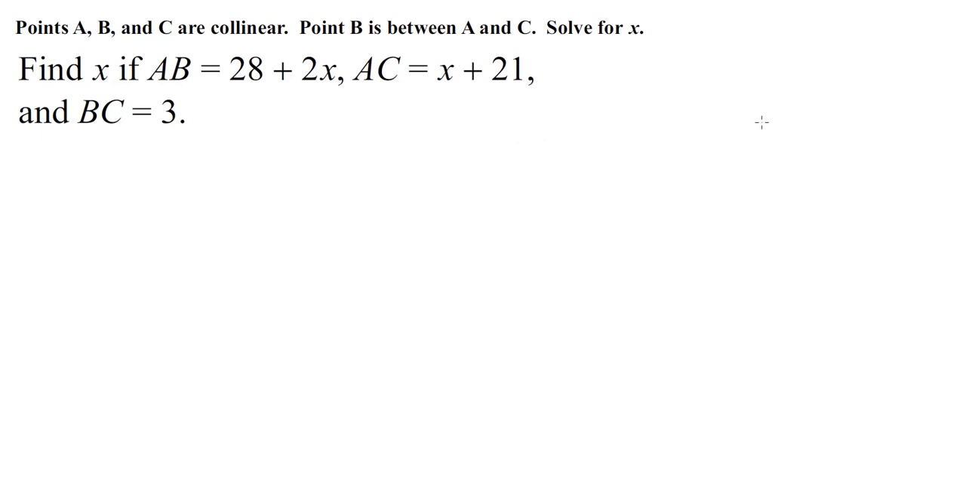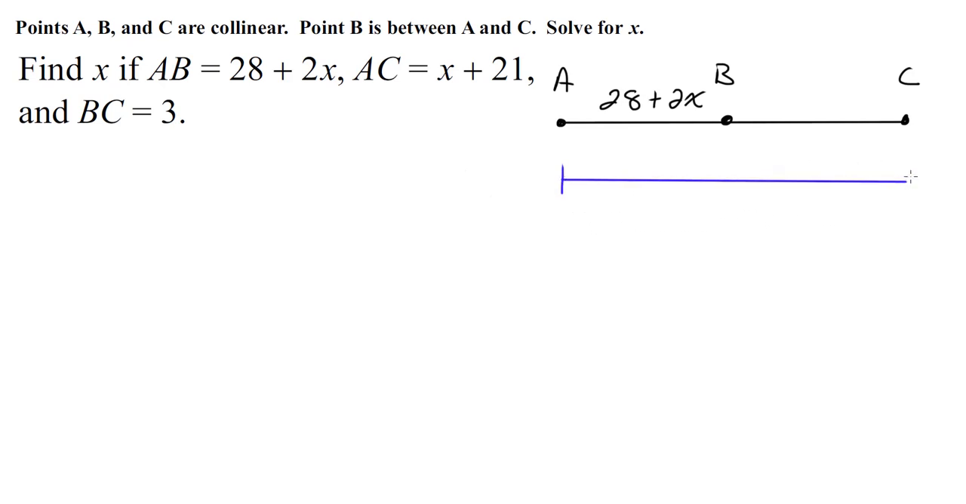So one easy way to help yourself understand what's going on here is to just go ahead and make your own diagram. So I'm going to draw this line segment here, and I'm going to place on it points A, B, and C. And then I'm going to label it. So they tell us here that AB is 28 plus 2x, so that's this section right here. They tell us AC is x plus 21, so that is the length of the entire line segment. So I'm going to do the same thing they did here and show that in blue. The same thing they did with the other examples, and that is going to be x plus 21.